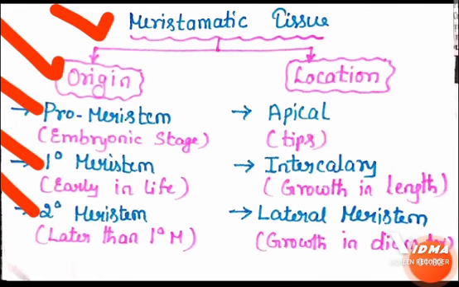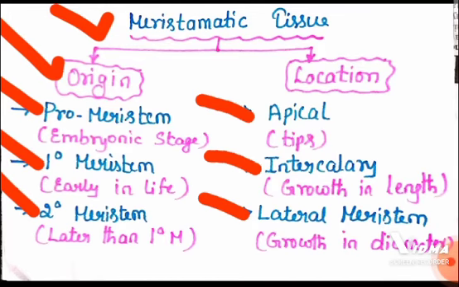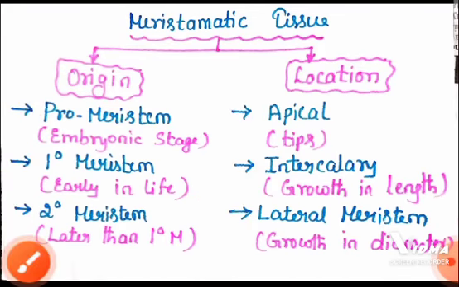And based on the location, meristematic tissue is of three types: apical meristem present at the tip of the root and shoot, intercalary meristem responsible for growth in length, and lateral meristem responsible for growth in diameter.